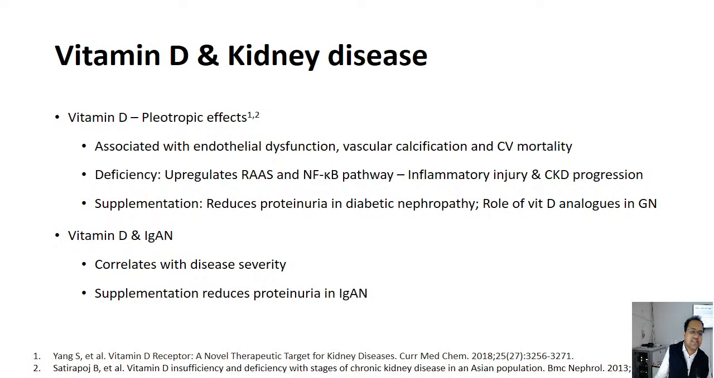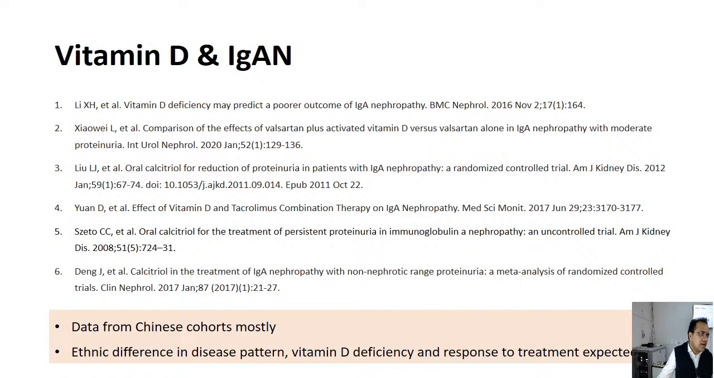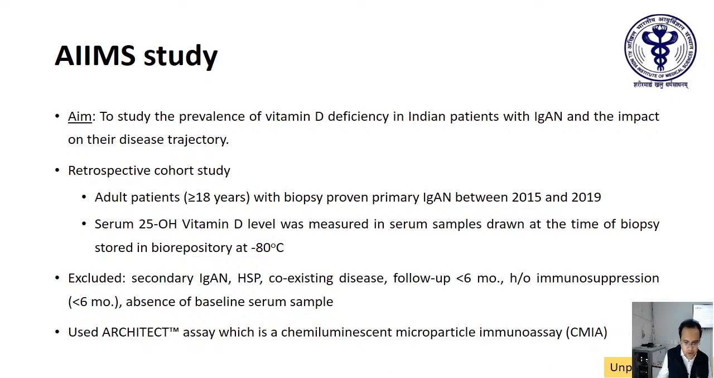This was the basis for studying it in IgA nephropathy, and in earlier studies, especially from the Chinese cohorts, there are about 6 studies, it had been shown that even in IgA nephropathy, vitamin D deficiency is associated with the severity of disease and supplementation does improve outcomes. However, all these data were only from Chinese cohorts, and considering that there are ethnic differences in the disease pattern, the levels of vitamin D deficiency and the response to treatment, we wanted to see this in our Indian population. This is unpublished data from AIIMS per se.